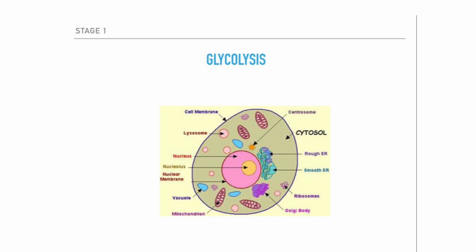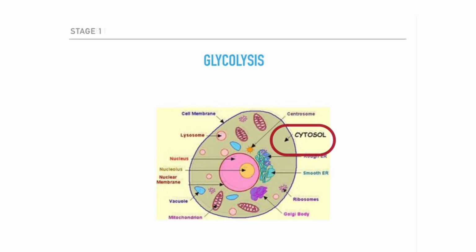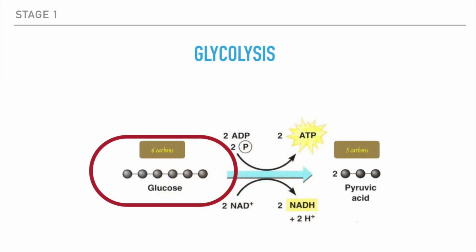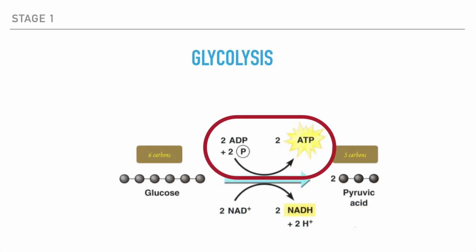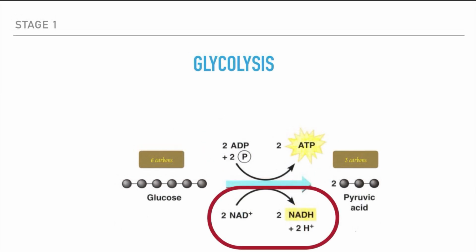This is an anaerobic process and does not require oxygen. It occurs in the cytosol. In this process, one glucose molecule composed of 6 carbon, 12 hydrogen, and 6 oxygen is broken down into 2 carbon sugars called pyruvic acid. The protons released from glycolysis is used by ADP to form ATP. The electrons released from glycolysis is used by NAD+ to form NADH.